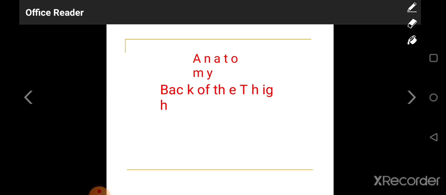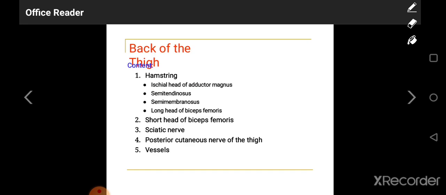Here I am going to tell you about the anatomy of the muscles of back of thigh. In the back of thigh, we have the following group of muscles, which are known as hamstring muscles. Hamstring means back of thigh. So in this we include ischial head of adductor magnus, semitendinosus, semimembranosus, long head of biceps femoris, short head of biceps femoris, sciatic nerve, posterior cutaneous nerve of the thigh, and vessels.